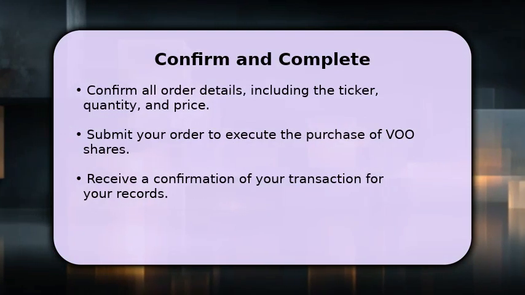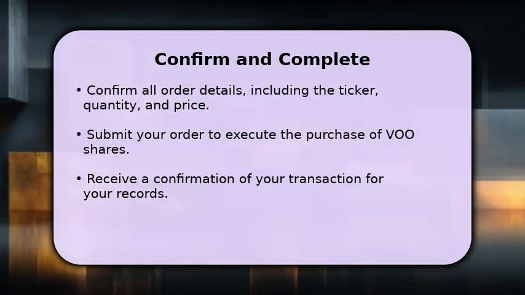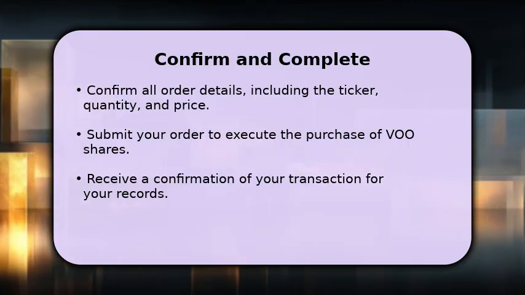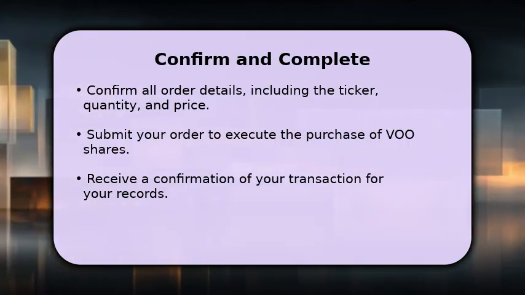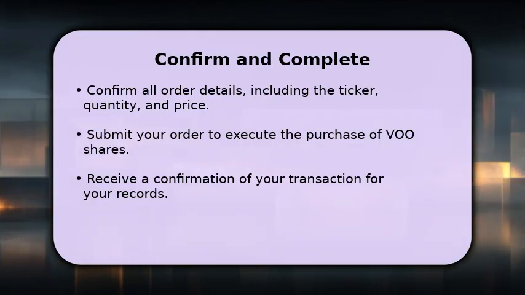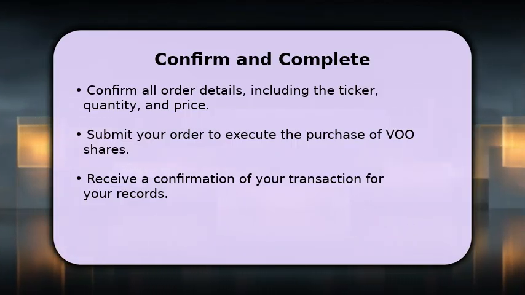The final step is to confirm and complete your purchase. Carefully review all the information one last time: the VOO ticker, the number of shares, and the estimated total cost. Once you are confident, submit your order. You will then receive a confirmation of your transaction, which is important to keep for your personal investment records. Congratulations on your new investment.